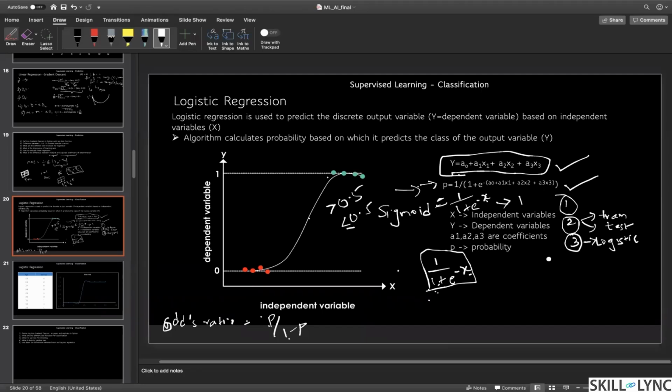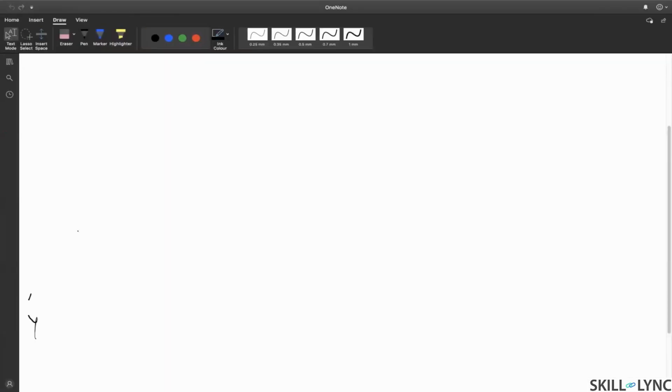So let me explain it to you one more time. In simple language, you have y, which is using linear regression, right? Which is a naught plus a1 x1 plus a2 x2 and so on. So this is our linear regression equation, right?